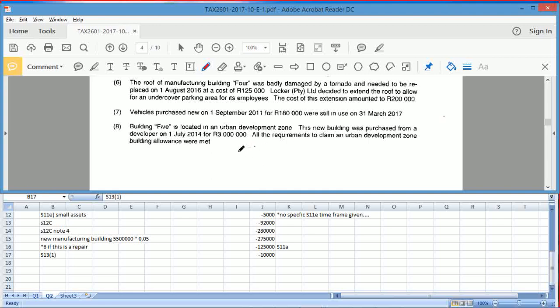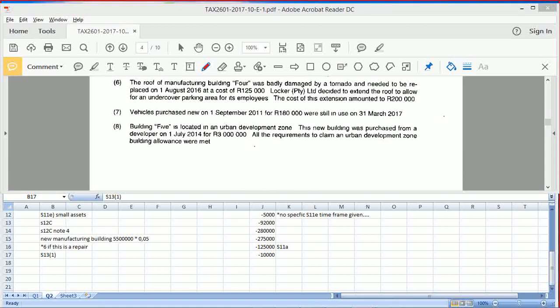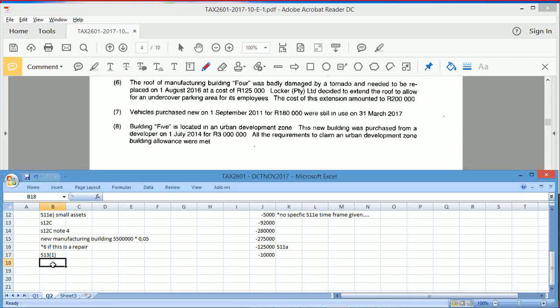Alright, 7. Vehicle purchased new on the 1st of September for 180 was still in use on the 31st of March. Okay, see, vehicles purchased new. If it's purchased new, it's movable, it's non-manufacturing. Yes. Nothing specific, so you use section 11A. Okay, not 11A, 11E. E is for wear and tear. Wear and tear, yes, sir.